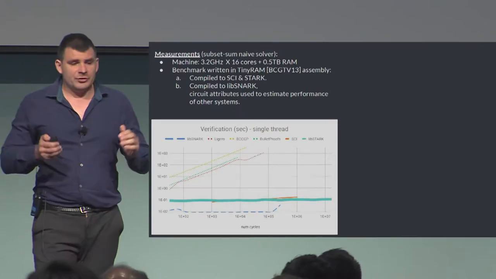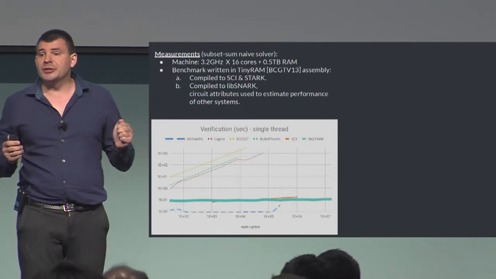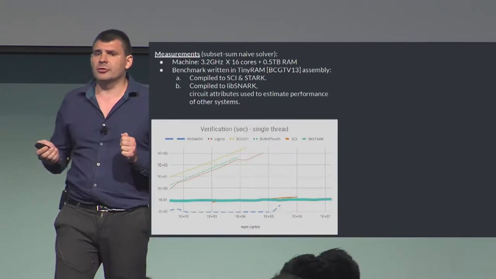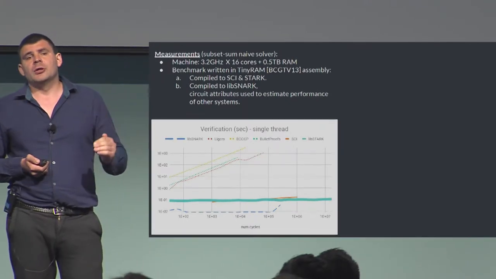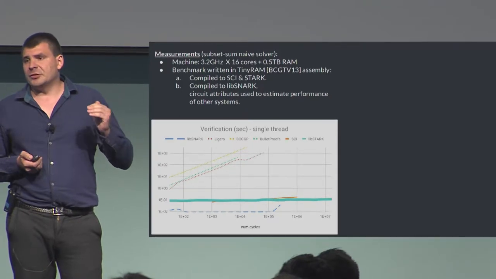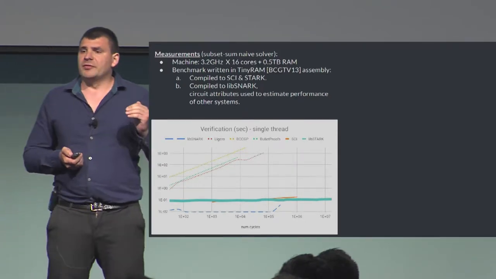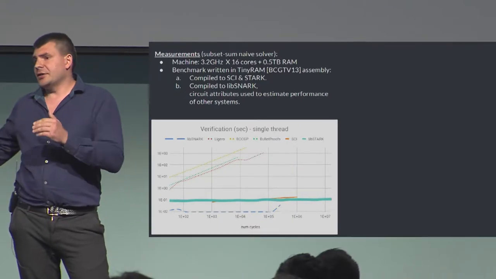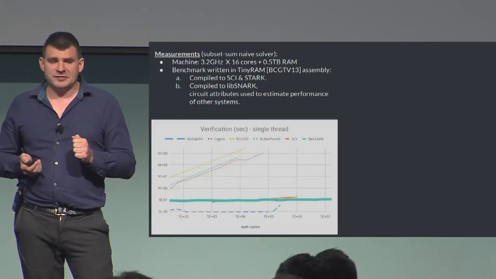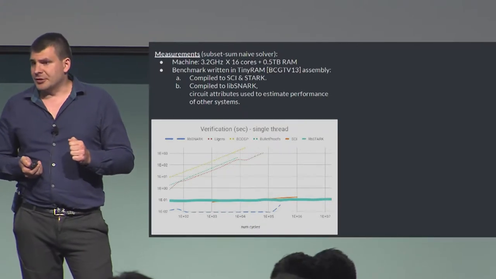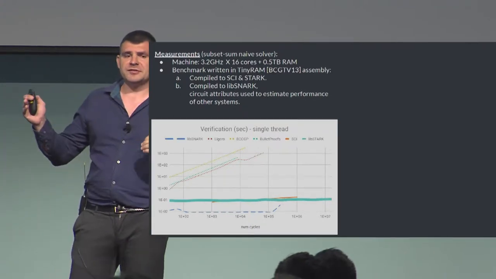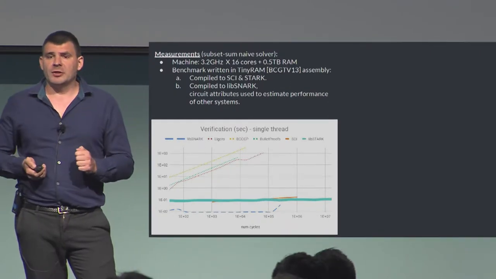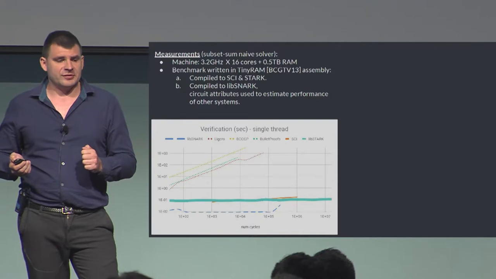I will now dive into concrete measurements and comparison to other systems. For the concrete measurements, we wrote a subset sum exhaustive solver. This solver was written in tinyRAM assembly and compiled both to PSI and STARK constraint systems and to a libSNARK circuit. The parameters of this libSNARK circuit were used to estimate the performance of other circuit-based systems.